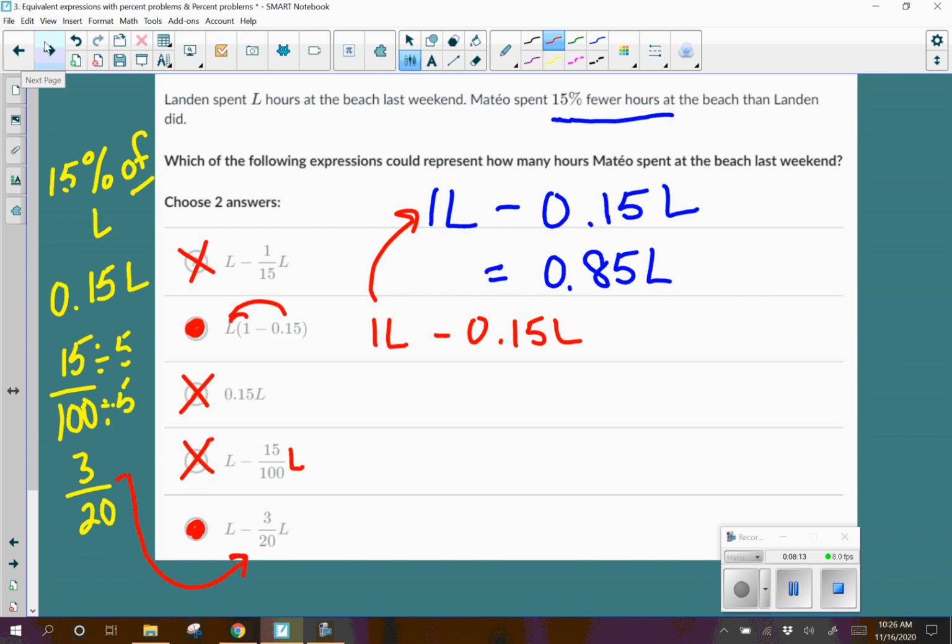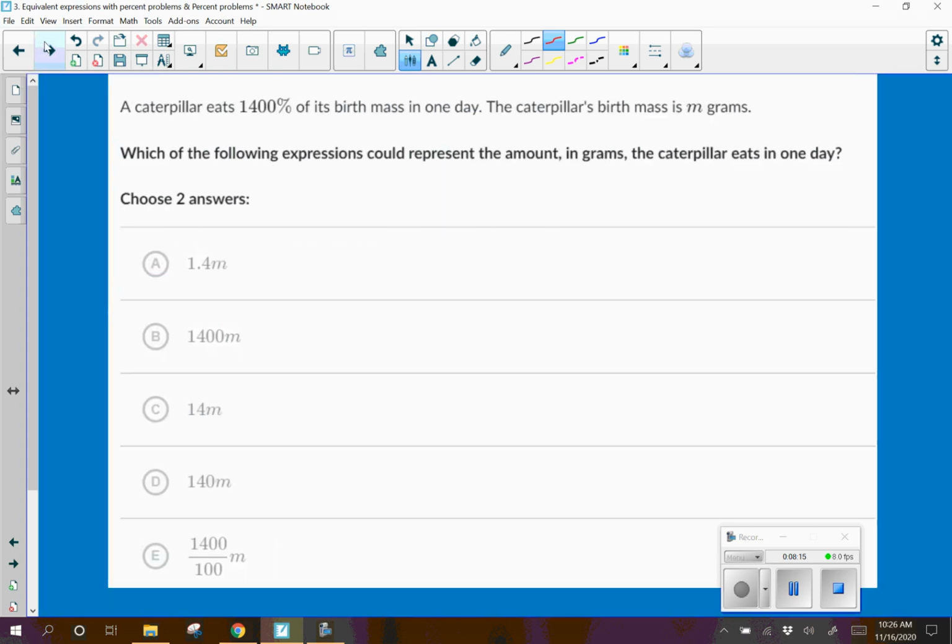Let's try one more of these. A caterpillar eats 1,400% of its birth mass in one day. The caterpillar's birth mass is m grams. Which of the following expressions could represent the amount in grams the caterpillar eats in one day?